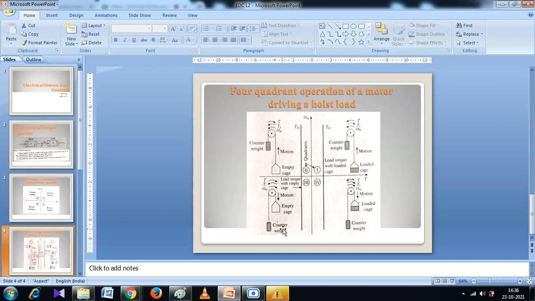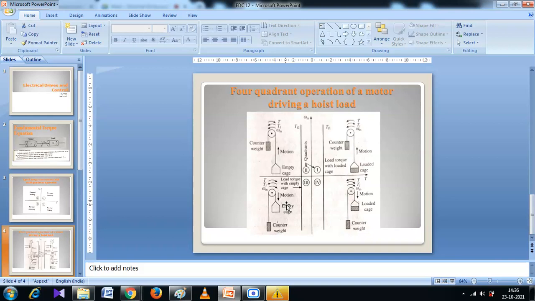Their situation is like that: the empty cage is at a high level and the counterweight is at a low level at the initial position, and the shaft can rotate freely. That means it's like a pulley. Then, due to gravity, what will happen? Is there any change of position of these two? Yes or no?